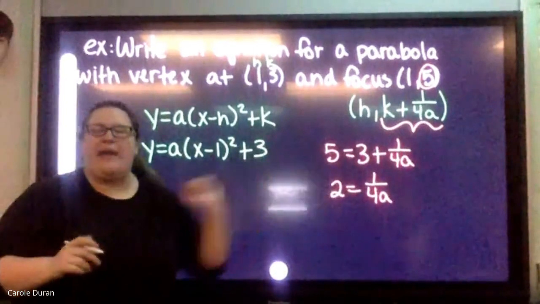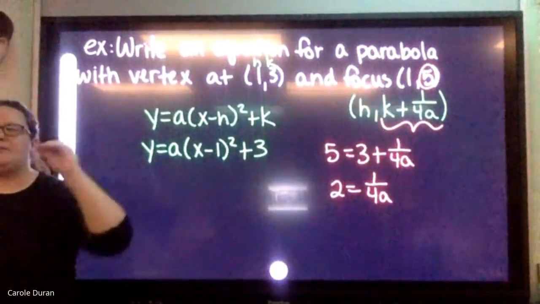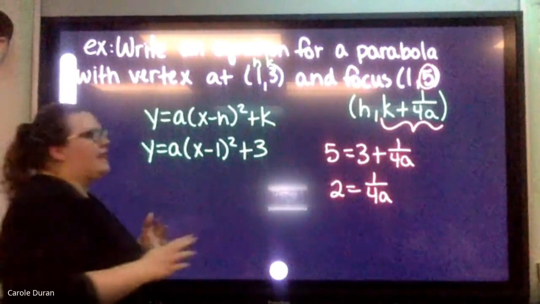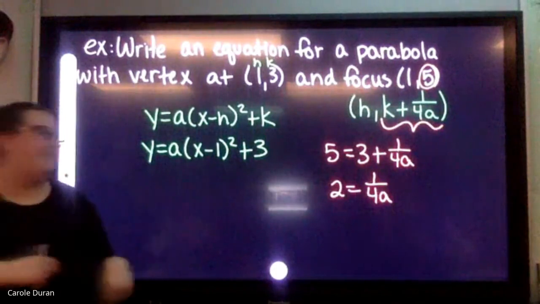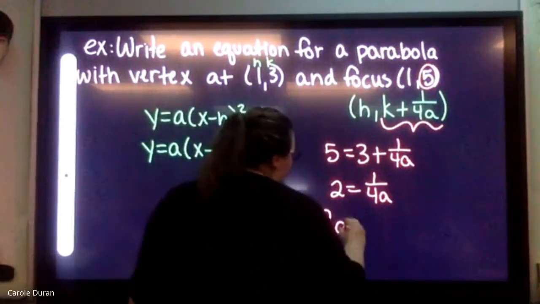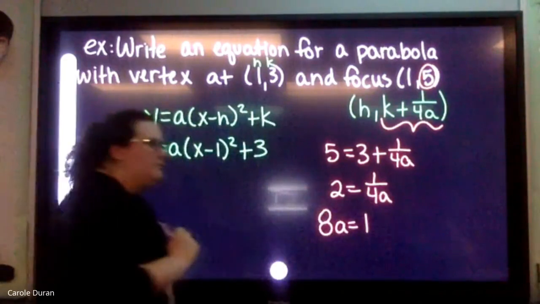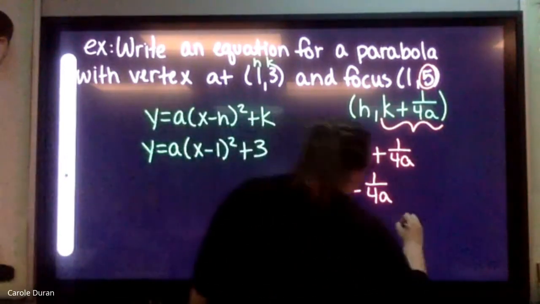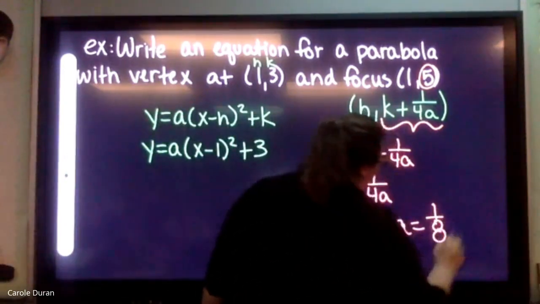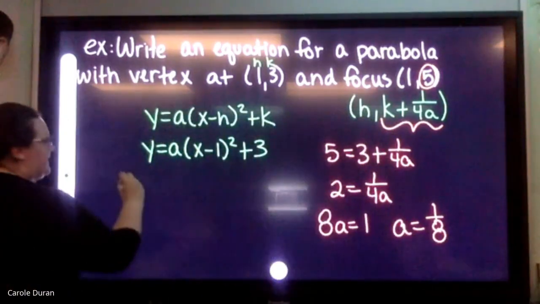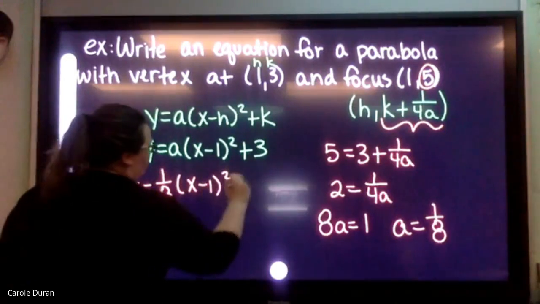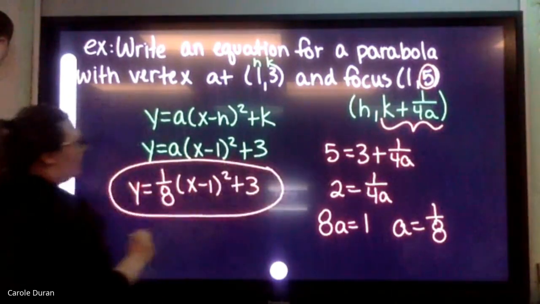So finishing this out, how am I going to bring that 4a up from the denominator to the top? Multiply it diagonally across the equal sign. So when I do, I get 8a equals 1, which means a equals what? I get a equals 1/8, which is just funny because that's what we had on the other one as well. And then the last thing I need to do is go ahead and fill in that a value. And then we are finished.